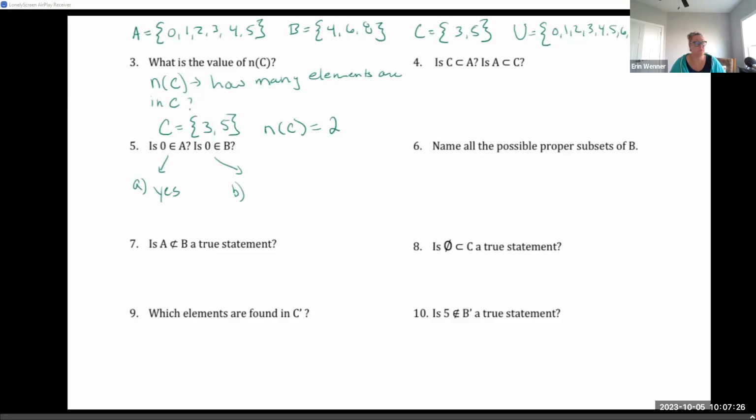But when we look at the list for B, B is the numbers 4, 6, and 8. The number 0 is not listed there. So we would say that 0 is not an element of B. So is 0 an element of B? No. 0 is not an element of B.